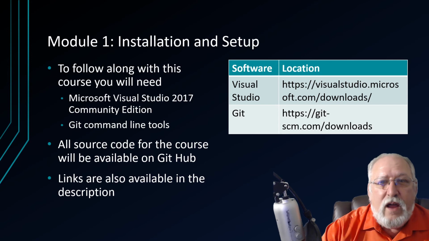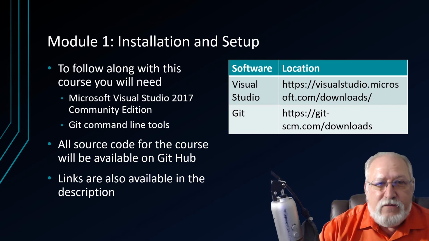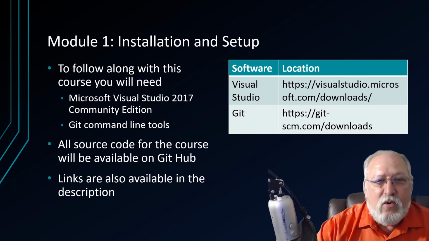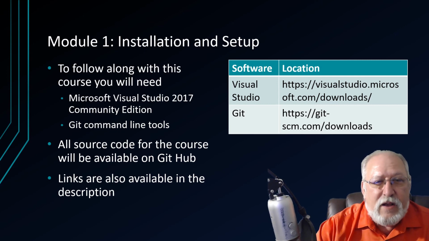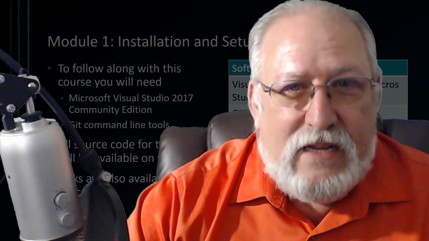In Module 1, with the installation and setup, we're going to be looking at, and that's this first module, installing Microsoft Visual Studio Community Edition and the Git command line tools. And like I said, all the source code will be available from the course on our GitHub repository, and all the links will be available in the description. So, let's get started.